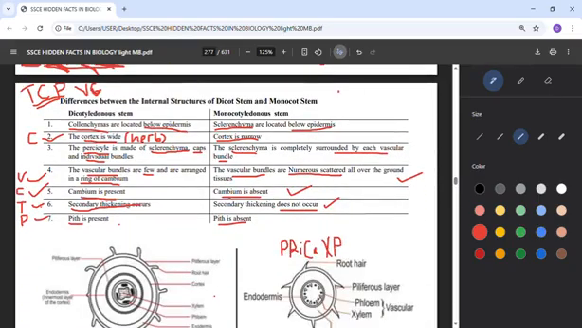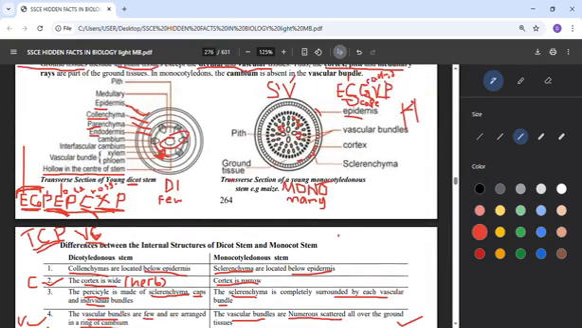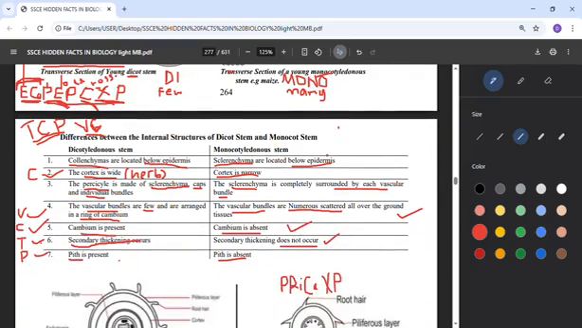If you want to differentiate between monocot and dicot, just say TCP. You know there is one liquid they call TCP. T represents secondary thickening. Dicot has cambium, as you can see here, which it uses for thickening and expansion. But here there is no cambium, so no secondary thickening. So that's T and C. Then P is pith. This one has pith, this one does not.